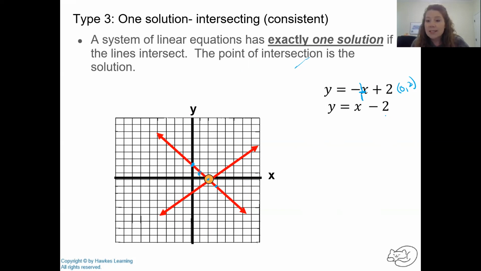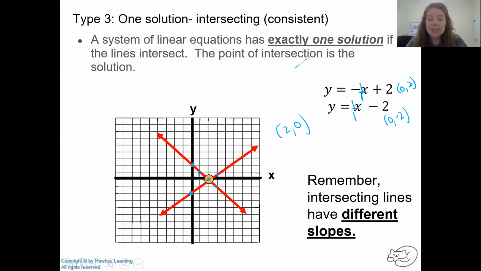And then the bottom one, our y-intercept is (0, negative 2), which is right here. And then this is a positive 1 over 1. And it's positive, so we go up 1, right 1, up 1, right 1, up 1, right 1, and so on and so forth. And we find out that those two lines intersect at (2, 0). That is the solution to this system because that's where these two lines intersect.